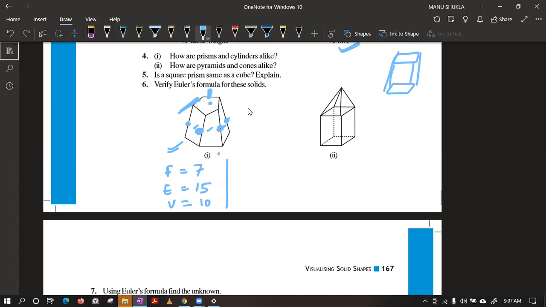Now tell me, is it following the Euler's formula? The formula is F plus V equal to E plus 2, if I'm not wrong. Okay, let's put the values. F is 7, V is 10, E is 15, and that is 17 on both sides. So LHS is equal to RHS. The formula is verified, the figure is correct, and it is a polyhedron also. Similarly, you can try this on your own for all those things.